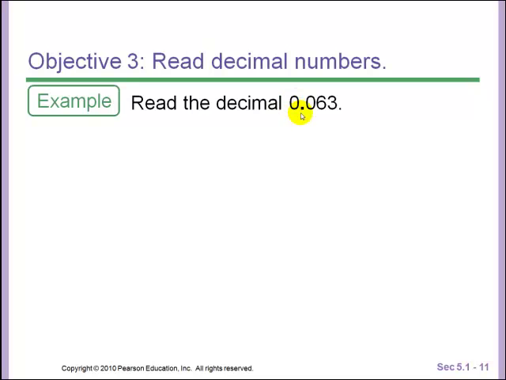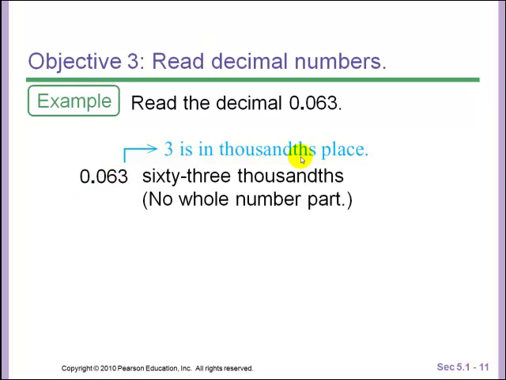Now we'll read 0.063. To the left of the decimal is just a 0, so there is no whole number part. So we don't say a whole number and we don't say "and", we just start with the decimal part. This is 63, and it ends in the thousandths place. So we just say 63 thousandths.